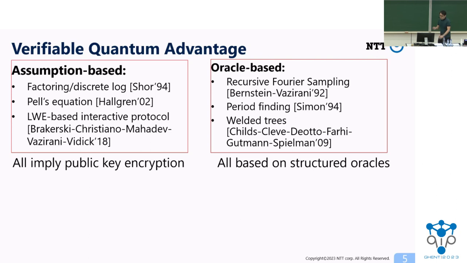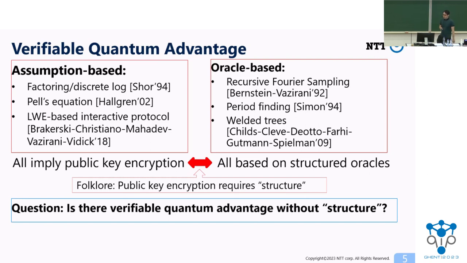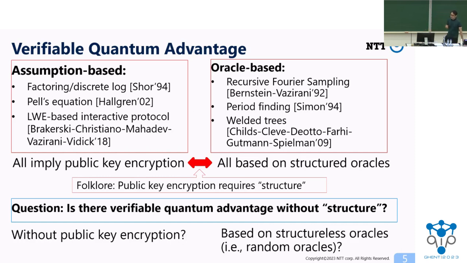And actually, this doesn't seem to be a coincidence, and we have the following folklore. The folklore is that public key encryption requires structure in some sense. This is just folklore, and I don't have any formal statement. But based on this folklore, I ask the following question: is there verifiable quantum advantage without structure? Put more concretely, for the assumption-based setting, can we give verifiable quantum advantage without assuming public key encryption? And for the oracle-based setting, can we give verifiable quantum advantage based on structureless oracles, or in other words, random oracles, that are oracles that simply compute random functions? This is our main question.